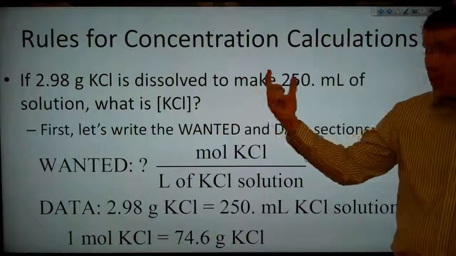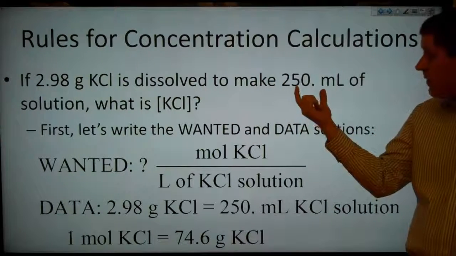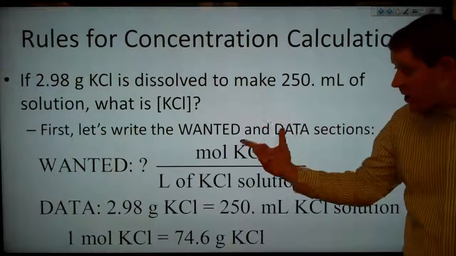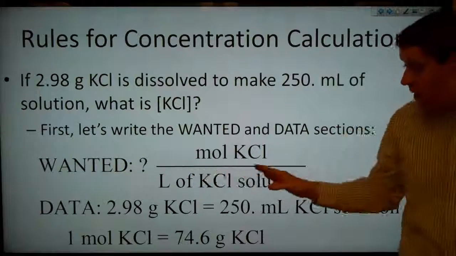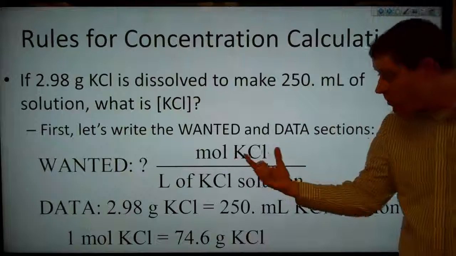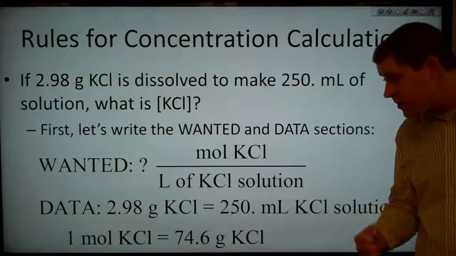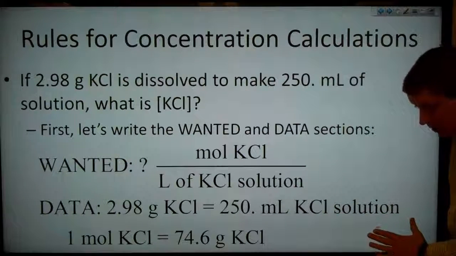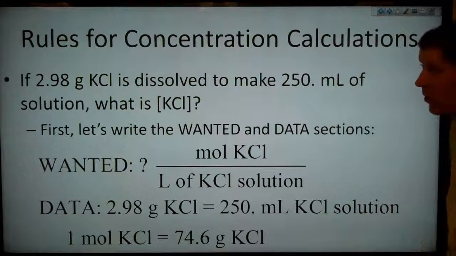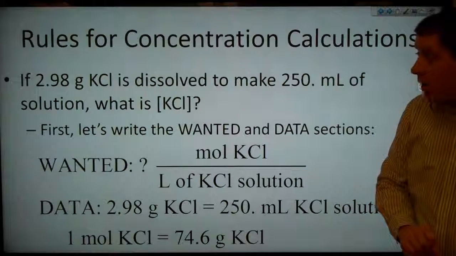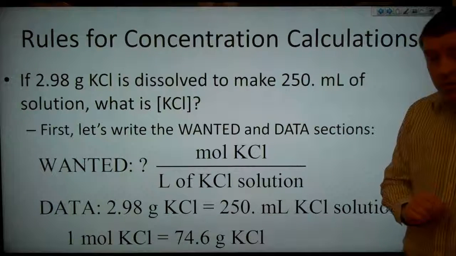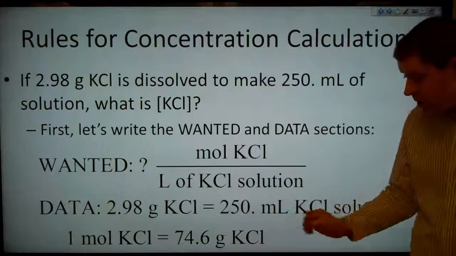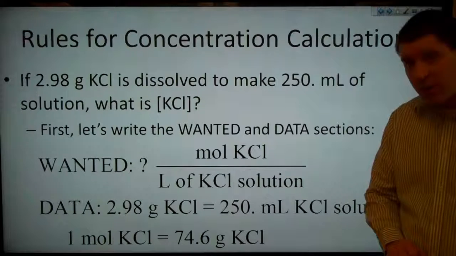If 2.98 grams of potassium chloride is dissolved to make 250 milliliters of solution, what is the potassium chloride concentration? First, let's write the wanted and the data sections. So the wanted is the concentration of potassium chloride, so moles of potassium chloride per liter of potassium chloride solution. In the data, we've got 2.98 grams of potassium chloride is equal to 250 milliliters of potassium chloride solution, because we put 2.98 grams of potassium chloride into our 250 milliliters of solution. And we also know that 1 mole of potassium chloride is 74.6 grams of potassium chloride from the molar mass.